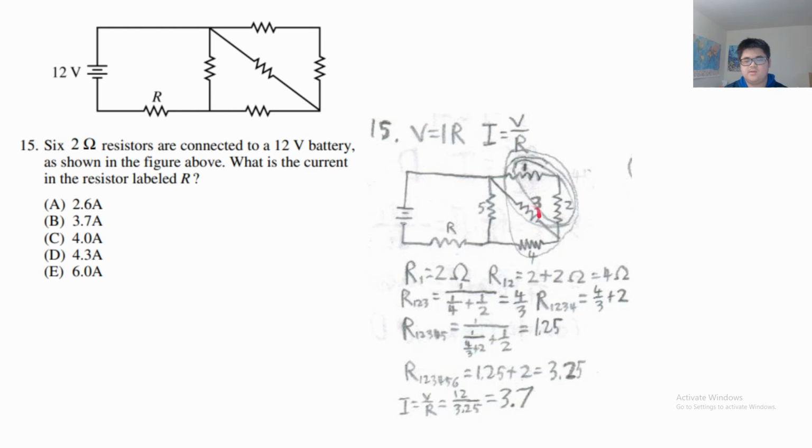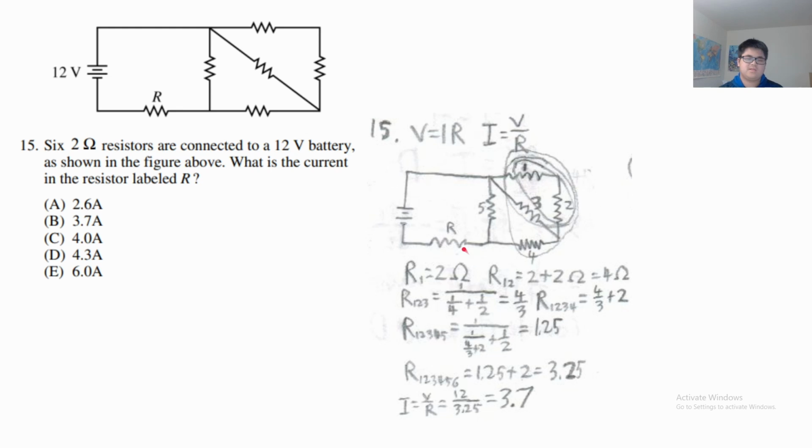Then you look at this and you'll see that resistors 1, 2, 3, and 4 are in parallel with resistor 5, as in the current can travel through resistor 5 or through resistors 1, 2, 3, and 4. Since they are in parallel, you take their equivalent resistance using this equation, and you could plug it into the calculator. Keep in mind that calculators are allowed during the exam. So the equivalent resistance of resistors 1, 2, 3, 4, and 5 is 1.25.